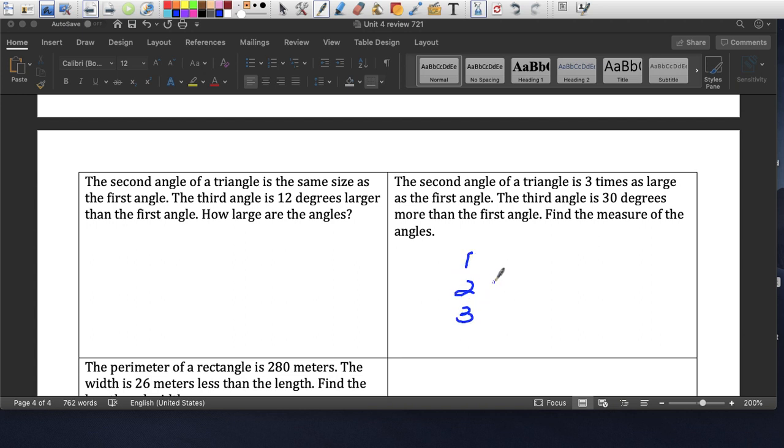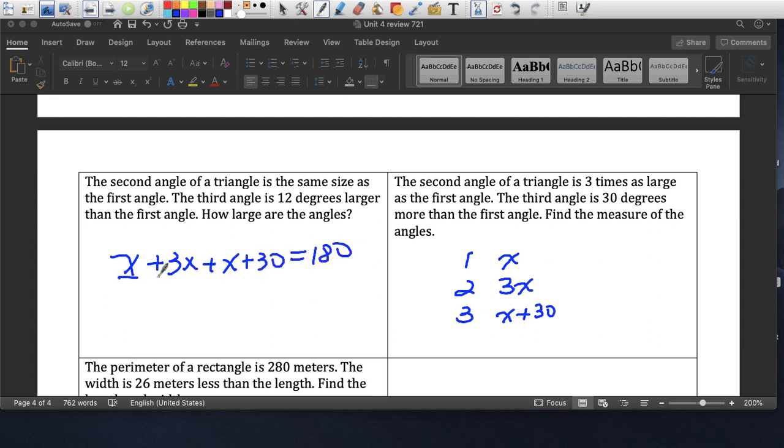Again, next one, the second angle of a triangle. First, second, third. The second angle of the triangle is 3 times as large as the first angle. Do we know anything about the first angle? No, so let's call that x. The second angle is 3 times the first angle, so 3x. And the third angle is 30 degrees more than the first angle, so x plus 30. x plus 3x plus x plus 30. So all my angles added together have to equal 180.